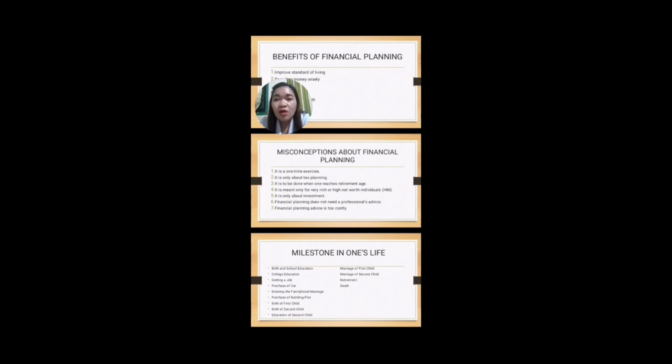Second, it is only about tax planning. Tax planning is only one aspect of financial planning. Financial planning deals holistically and takes care of investment, protection, and estate planning in addition to tax planning. Okay, number 3.